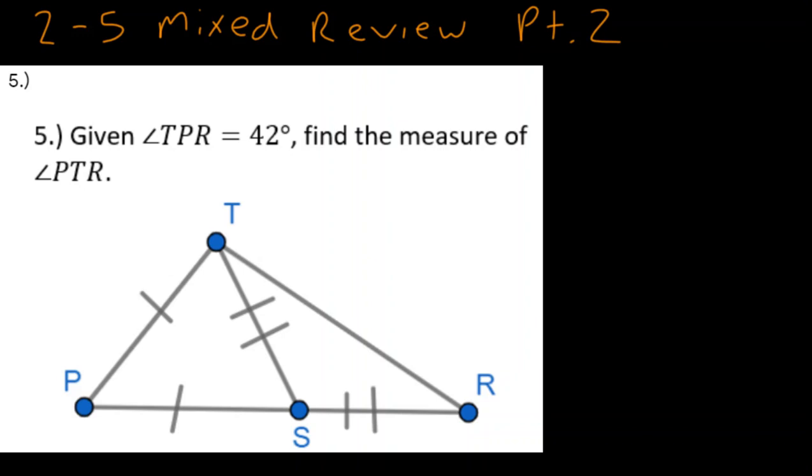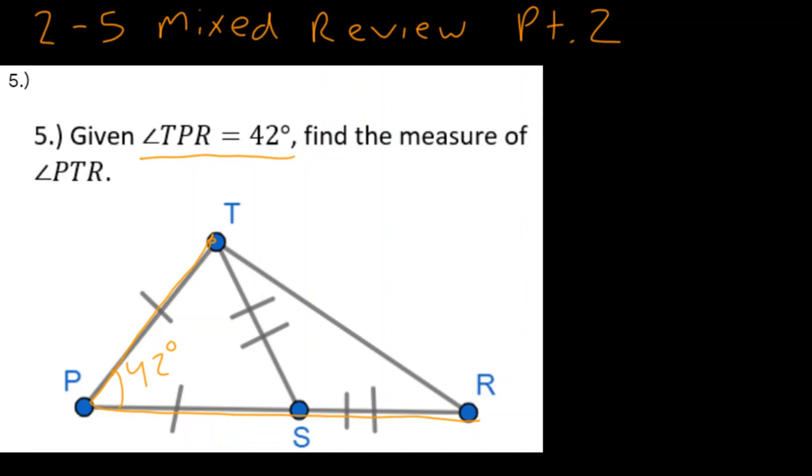So let's take a look at problem number 5. It says this: given angle TPR is 42 degrees. So I go from T to P to R, and that is of course going to be 42 degrees. Now let's go ahead and start using our math here.